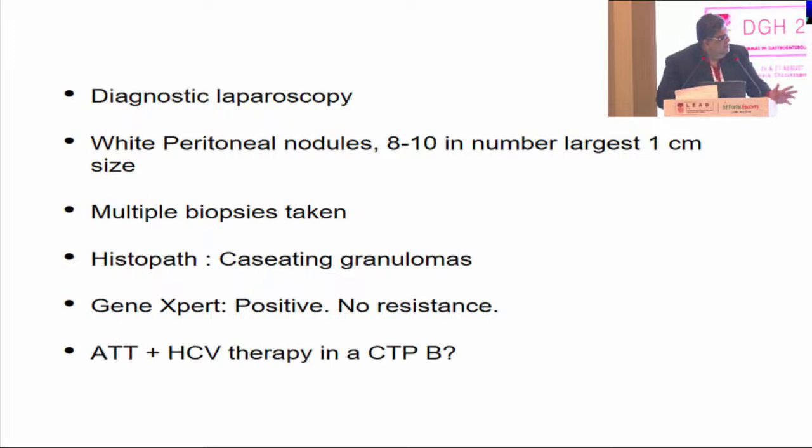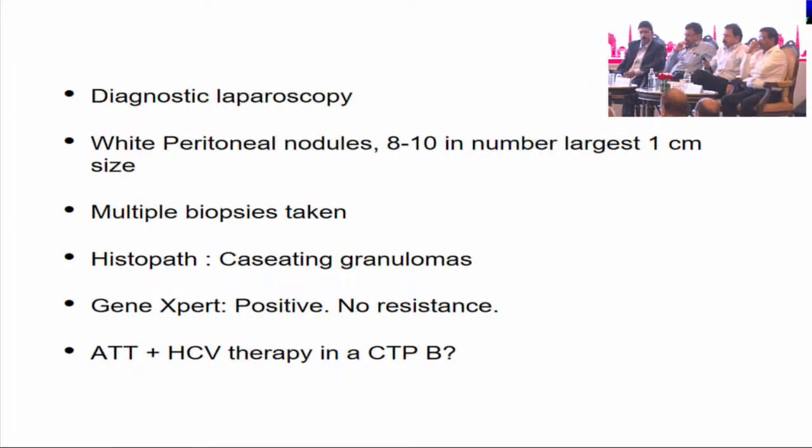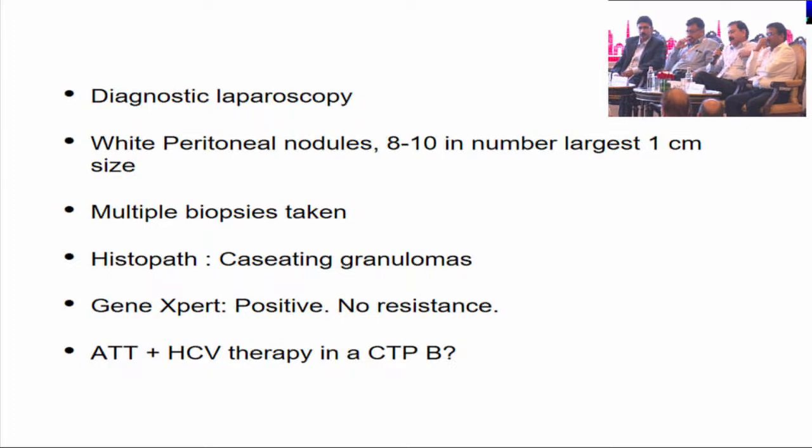Now, coming back. You have to now give ATT to this patient who is on sofosbuvir velpatasvir. He is CTP B cirrhosis. So, how will you give ATT? What will be the regimen that you would give? We cannot give rifampicin with sofosbuvir, so we have to give a non-rifampicin based therapy. So ethambutol, a quinolone, and maybe INH can be given. I think that's a very fair combination to give.